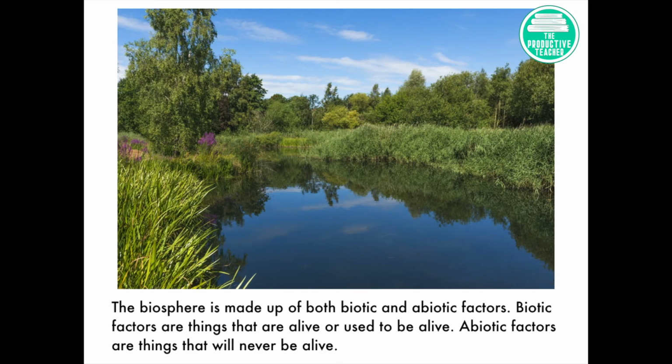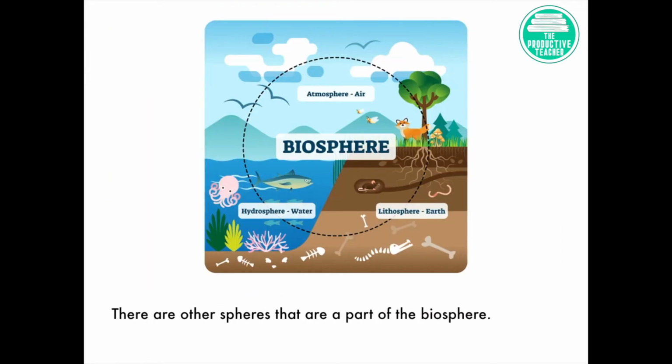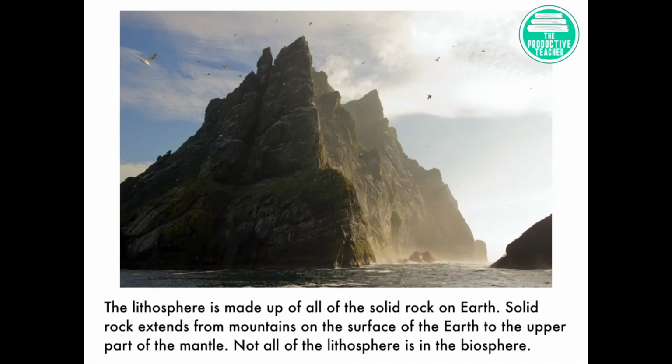The biosphere is made up of both biotic and abiotic factors. Biotic factors are things that are alive or used to be alive. Abiotic factors are things that will never be alive. There are other spheres that are a part of the biosphere. The lithosphere is made up of all the solid rock on Earth. Solid rock extends from mountains on the surface of the Earth to the upper part of the mantle. Not all of the lithosphere is in the biosphere.